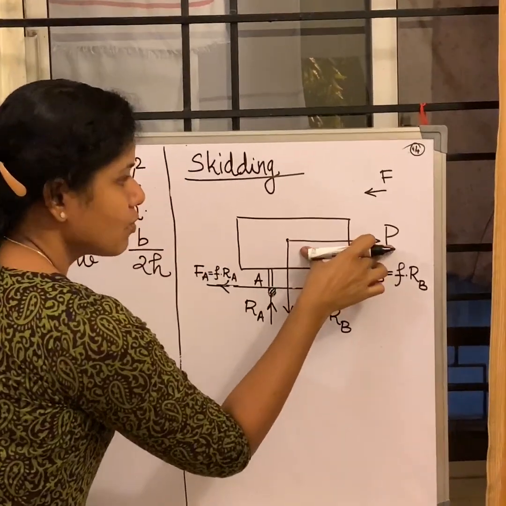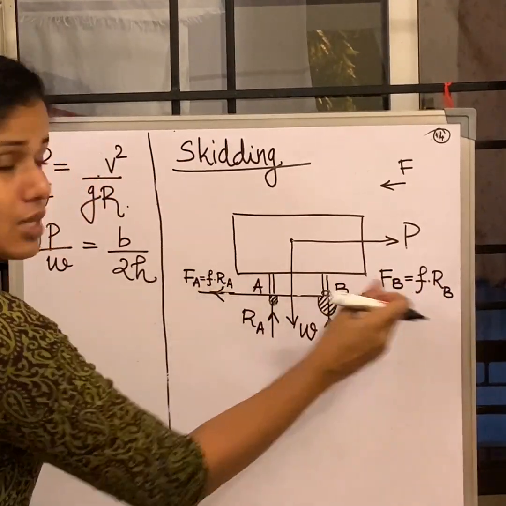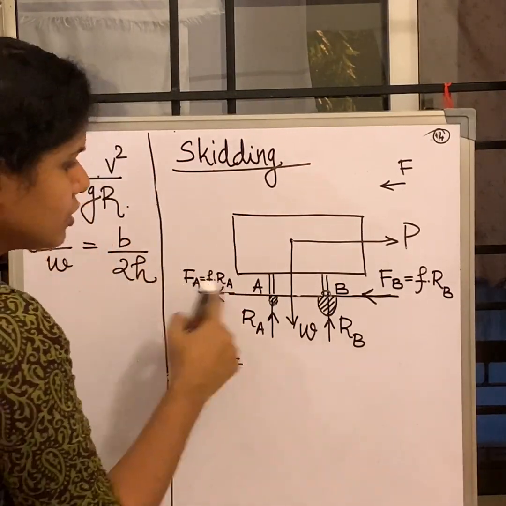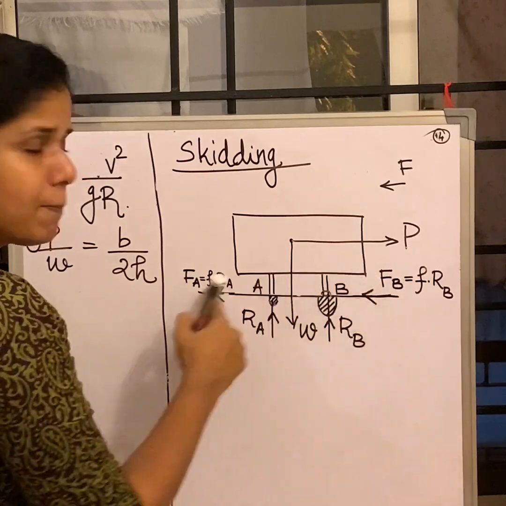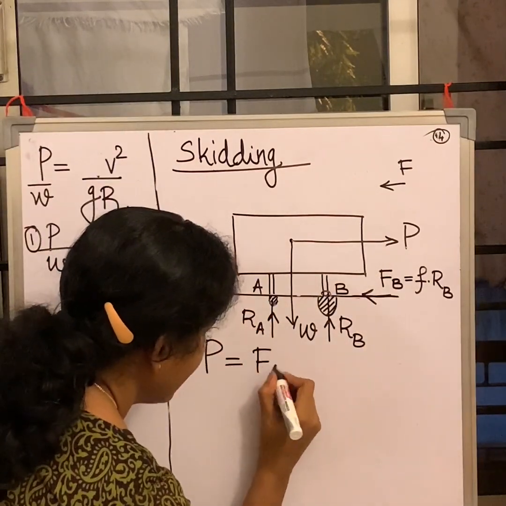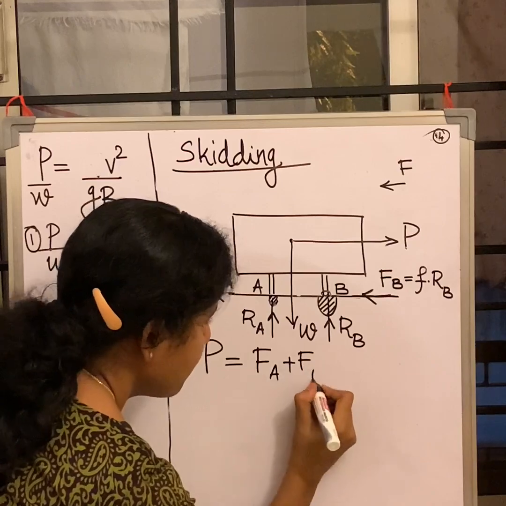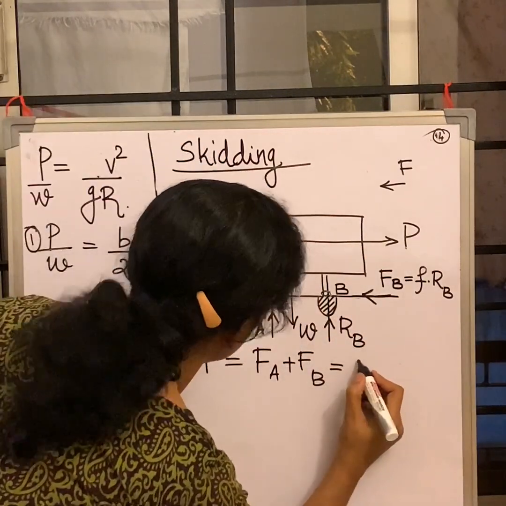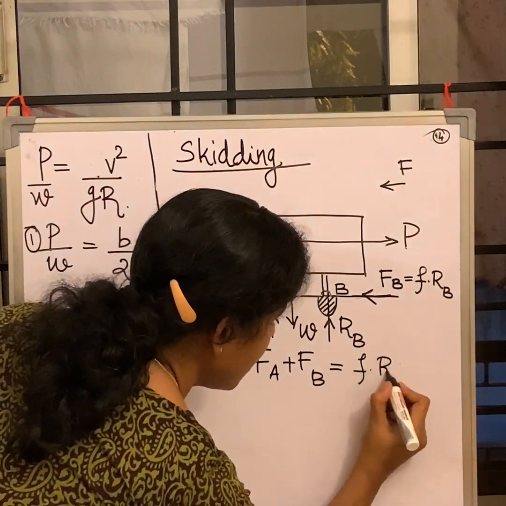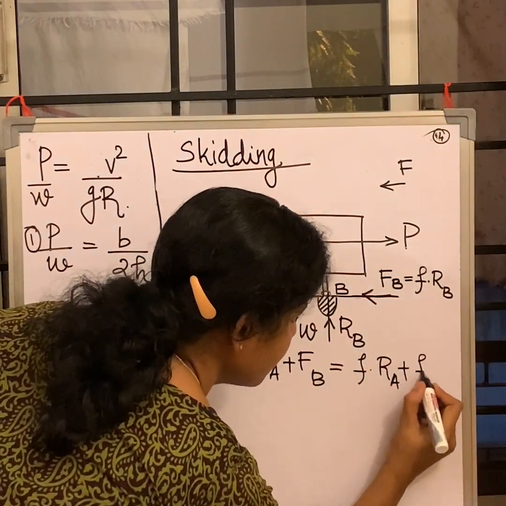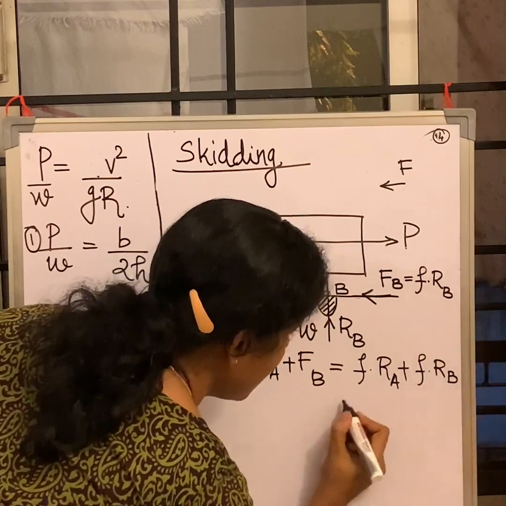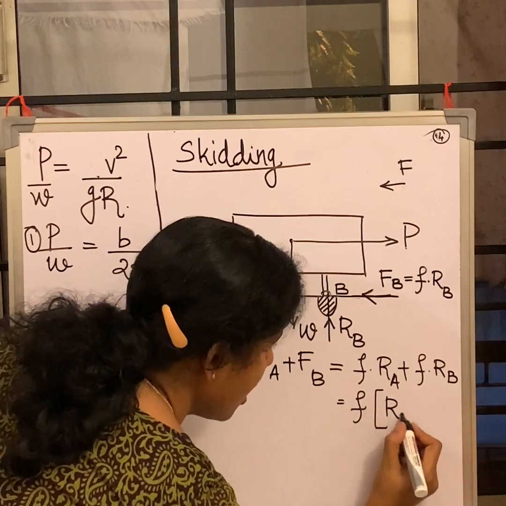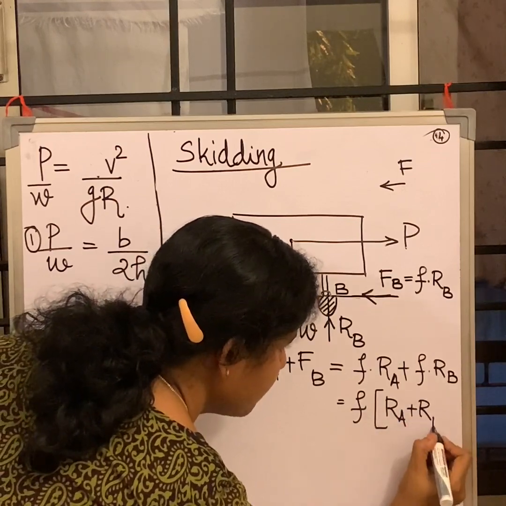I have two forces, one P outwards and two forces coming inwards. So I am going to write P is equal to, which are the two forces? FB plus FA. So FA plus FB. Now, since you know what FA and FB are, let's write that in full form, that is coefficient of friction times RA plus frictional coefficient times RB. And we know that F is a common term, so we can take it out. So it will come as F times RA plus RB.